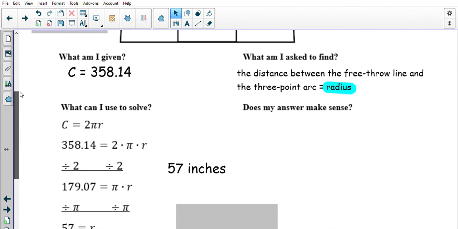And while I'm clearly at like 4'10", not a basketball player, we do want to think, does our answer make sense? 57 inches is a little bit less than 5 feet. That kind of makes sense if we're looking from the free throw line. We're looking from the free throw line to the outer edge.